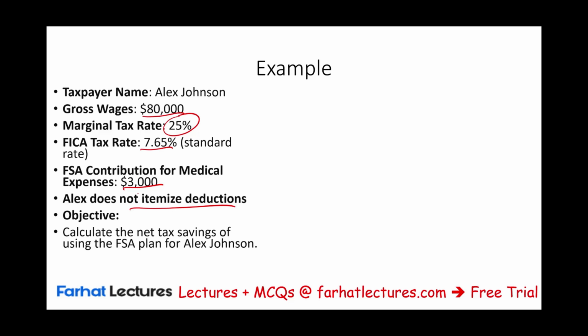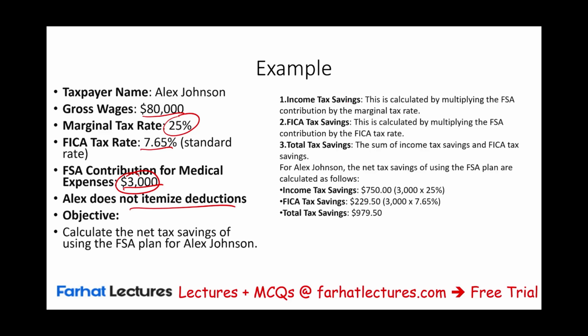If he put away $3,000, it means he reduced his taxable income by $3,000. How much is the savings? It's the $3,000 times the tax savings. So you have income tax savings, which is calculated by multiplying the contribution by the marginal tax rate, 25%. So $3,000 times 25% on the marginal tax rate, he saves $750. Then he's also going to save on Social Security and Medicare, which is the FSA contribution times the FICA rate, $3,000 times 7.65%, which is $229.50. Simply put, Alex saved $979.50 on his taxes.